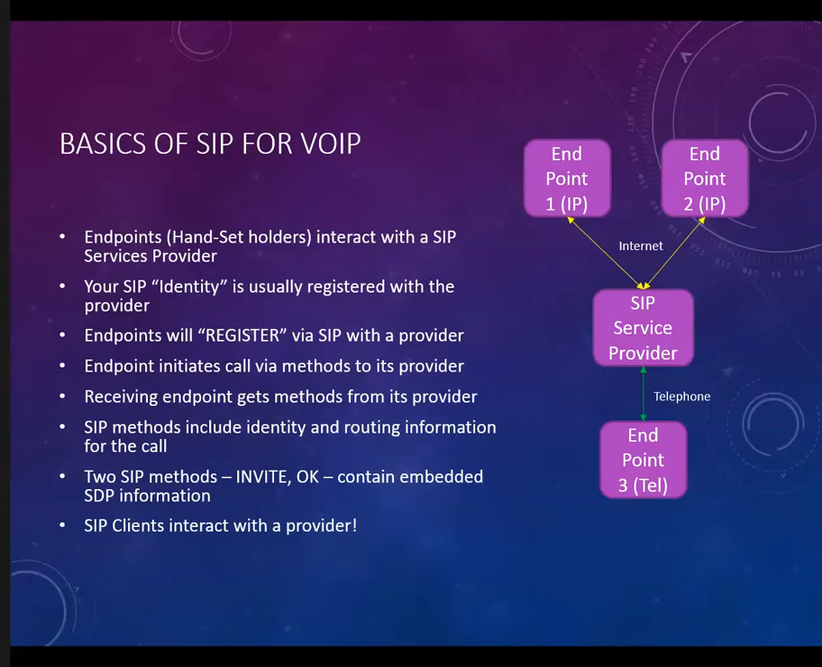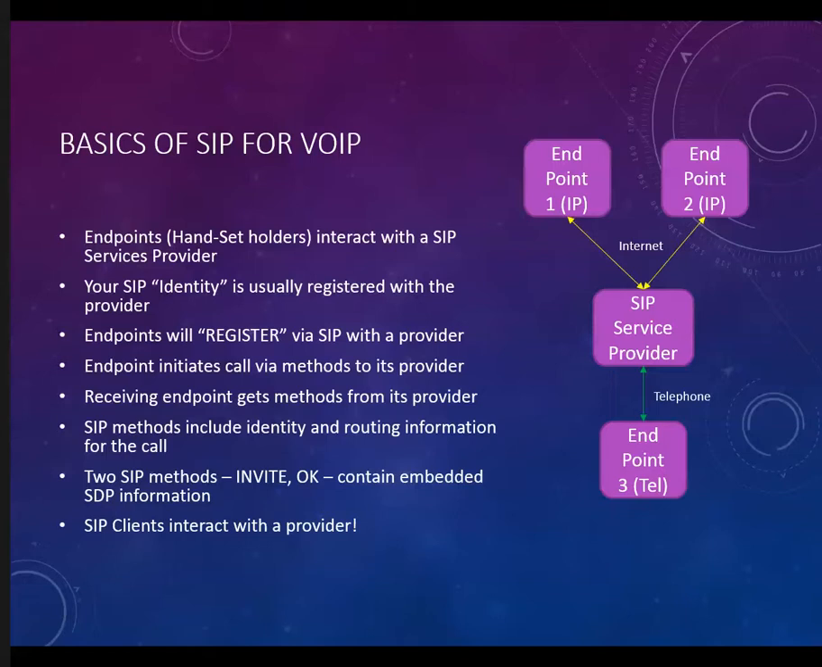So the basics of SIP for VoIP: you need to have a couple endpoints, and we're going to refer to endpoint 1 frequently. The other endpoint, the other person on the other end of the phone call, could either be endpoint 2, which is an IP address, or it could actually be the telephone network. Service providers do exist, and it's one of their major roles to connect the analog network to the internet phone network, if you will, through SIP providers.